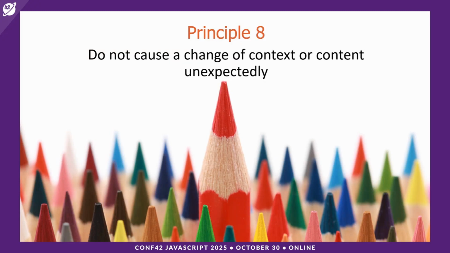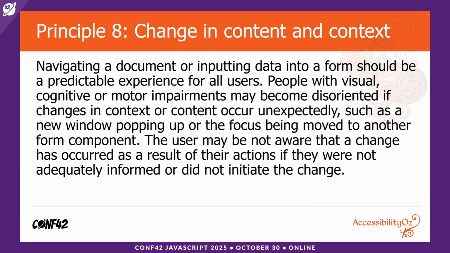Principle 8, change of context or content unexpectedly. Navigating a document or inputting data into a form should be a predictable experience for all users. People with visual, cognitive, or motor impairments may become disoriented if changes in context or content occur unexpectedly, such as a new window popping up or the focus being moved to another form component. The user may not be aware that a change has occurred as a result of their actions if they were not adequately informed or did not initiate the change.